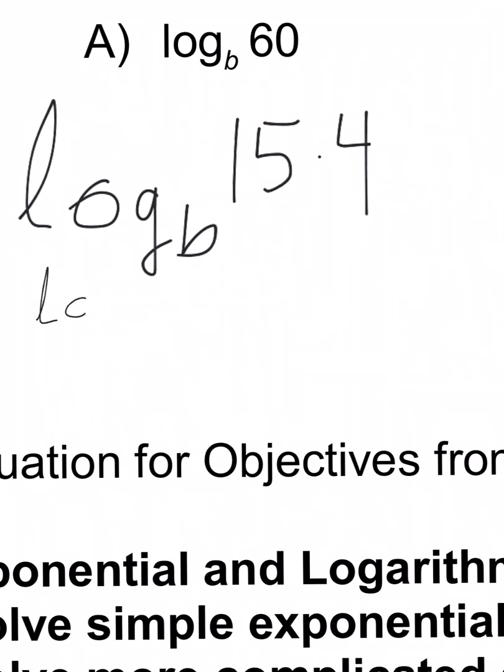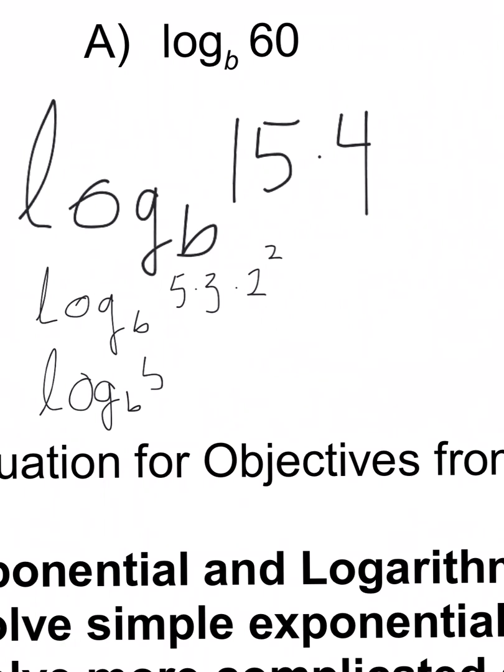So I now have 15. I'm going to break that down into 5 times 3. And then I'm going to make the 4 2 squared. Again, I'm trying to get this number 60 in terms of 2, 3, and/or 5. And so when I take that route, now I can break up each of those logarithms by expanding it.